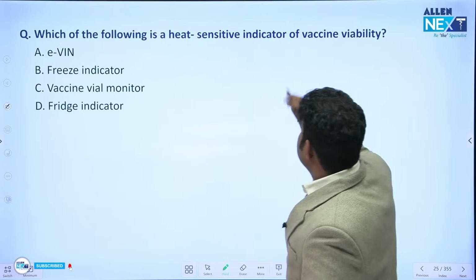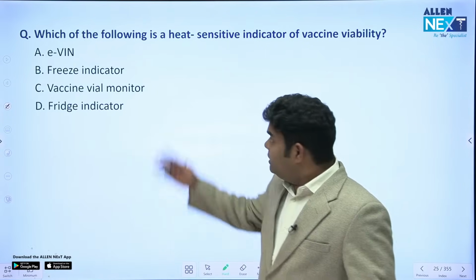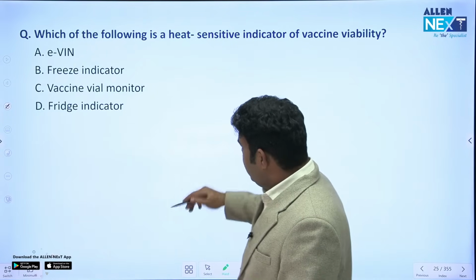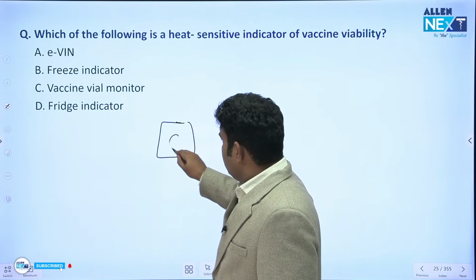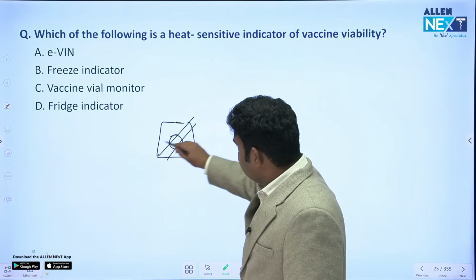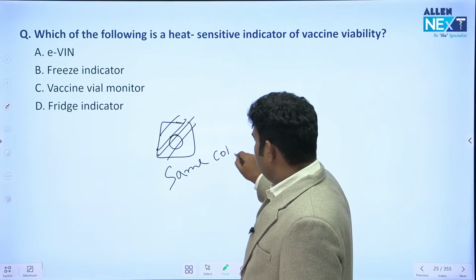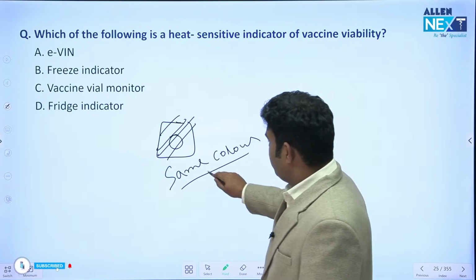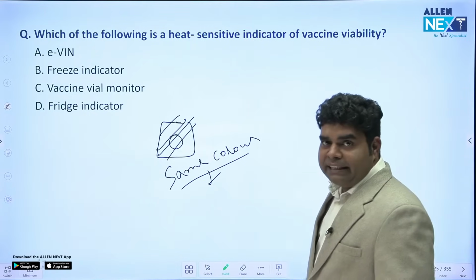Which of the following is a heat sensitive indicator of vaccine viability? I hope you can answer. Please do answer. You all have seen it. If in the box the circle is here and it is the same color, will you use this vaccine or will you reject it? Same color, what do you do? Accept or reject?